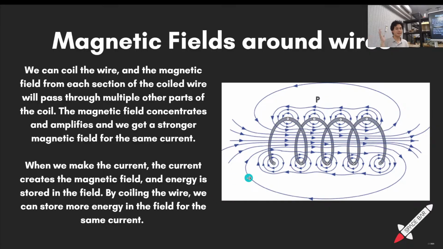The current creates the magnetic field and energy is stored in the field. So a capacitor stores energy in the electric field configuration and an inductor, which is a coil, stores energy in the magnetic field. By coiling the wire more and more, we can store more energy in the field given the same current through the wire. Is anyone confused? So more wire equals more field. Yes, more coil means more field, for the same current through the wire.